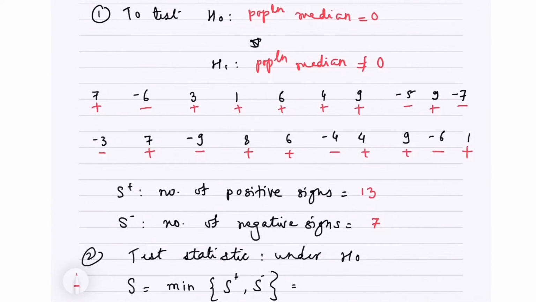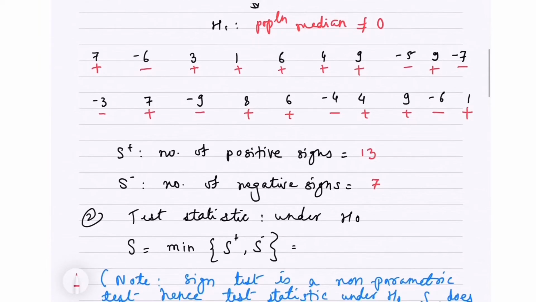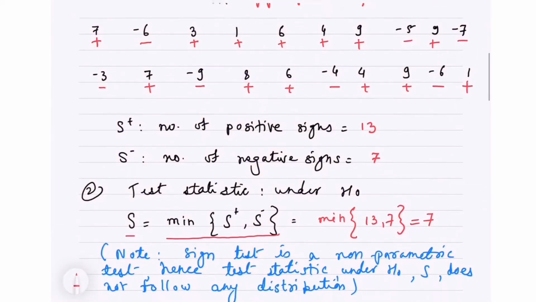Now the second step we always write in the testing of hypothesis is the test statistic under H0. Here the test statistic is given by, under H0, capital S equal to minimum over S plus and S minus. That is minimum over 13 and 7. Hence we get the minimum as 7. That is the value for the test statistic S.